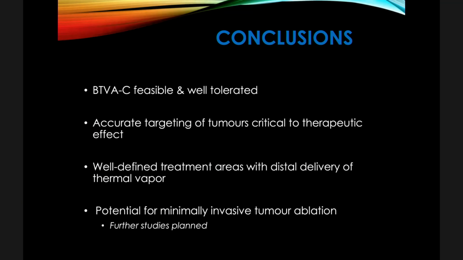So our conclusions from this talk are that bronchoscopic thermal vapor ablation for treatment of peripheral lung cancer is certainly feasible and is very well tolerated by patients. Accurate targeting of tumours by ablation, so keeping the tumour within the ablation zone, is critical to therapeutic effect. The distal delivery of thermal vapor does result in very well-defined treatment areas with uniform necrosis. And on this basis, we believe it's quite clear that there is significant potential for minimally invasive tumour ablation using bronchoscopic thermal vapor ablation, which, as I mentioned, is technically a very straightforward procedure.